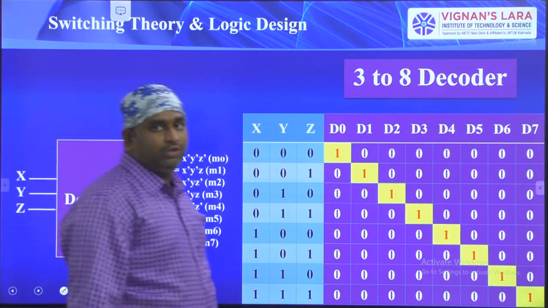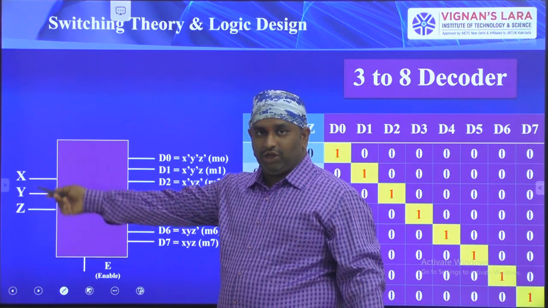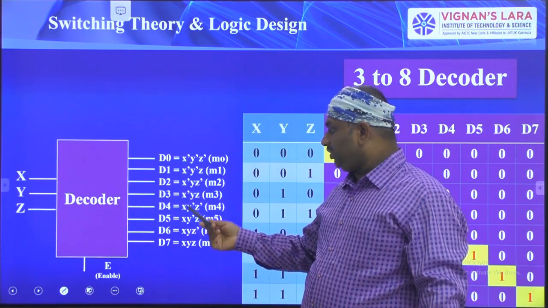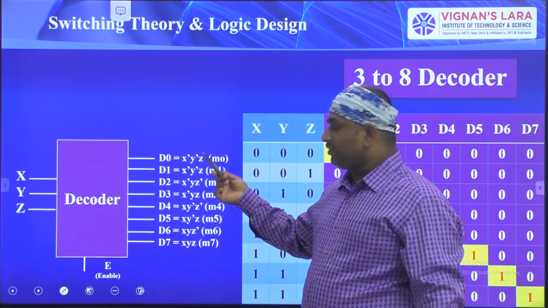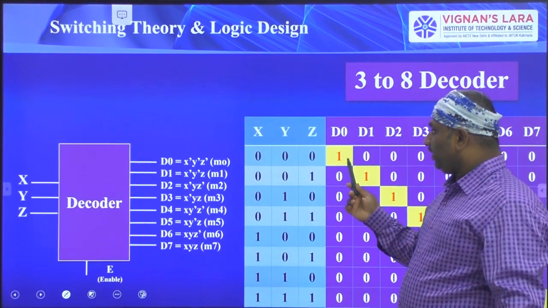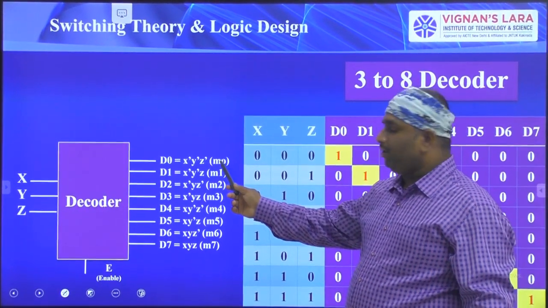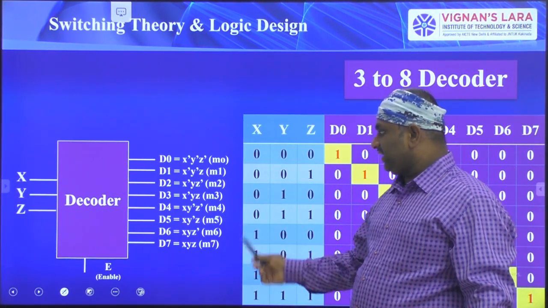Now coming to this block diagram, the generalized representation. X, Y, Z, three inputs are available and outputs D0, D1, D2, D3, D4, D5, D6, D7. Where D0 is equal to X bar, Y bar, Z bar. So see here, D0 is equal to 1 at the time when inputs are X bar, Y bar, Z bar. So that is the first min term M0. Next M1, M2, M3, M4, M5, M6, M7.